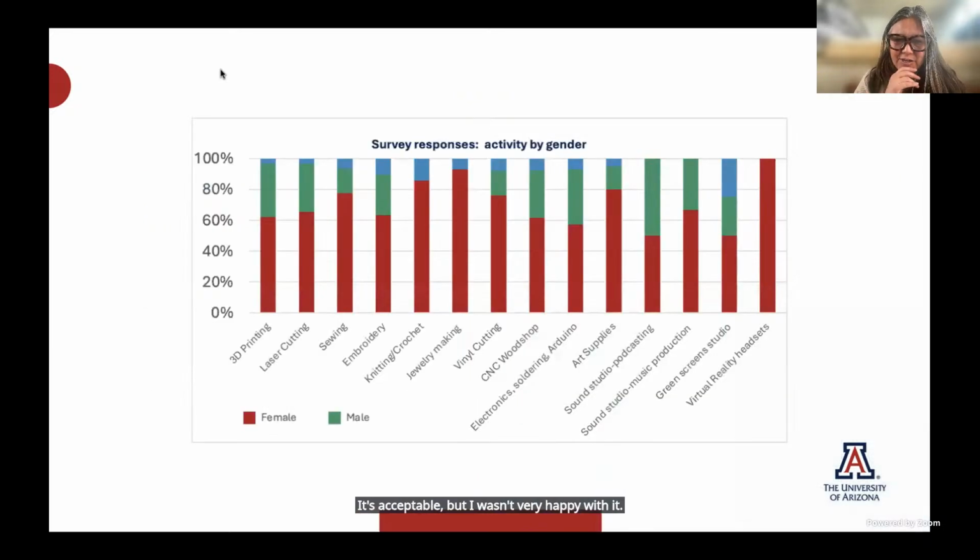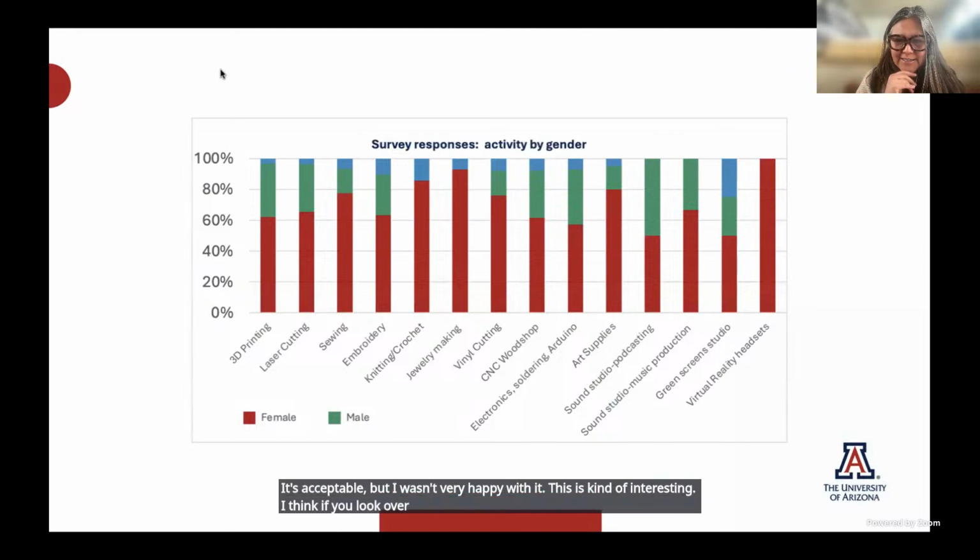This is kind of interesting. I think if you look over to the far right, the virtual reality headset, that was all female activity. The activity by gender was all female, which I thought was pretty interesting.